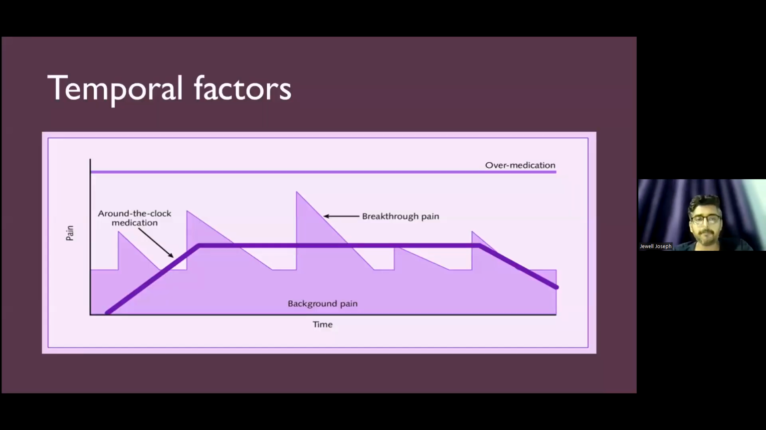While assessing pain, it is also important to consider the temporal factors. In cancer pain, especially chronic pain, we should address two aspects of the pain.